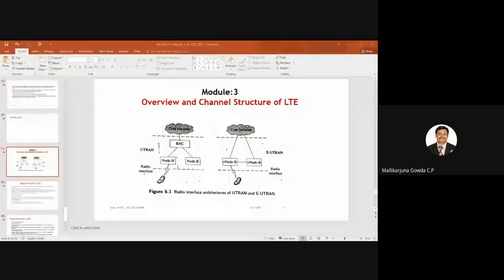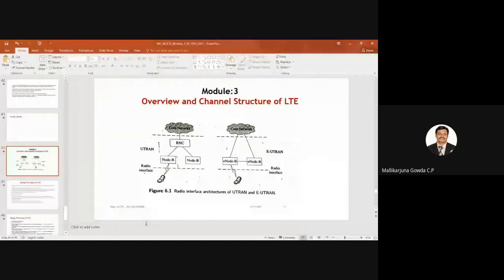Maybe I have shown this not in the same manner, maybe in a different way, right? So two things are there here. What is the first one? Is it possible to say what is the first diagram and what is the second diagram? Two network architectures have been shown. One is Utron and another one is E-Utron. I hope you know what is Utron and what is E-Utron.